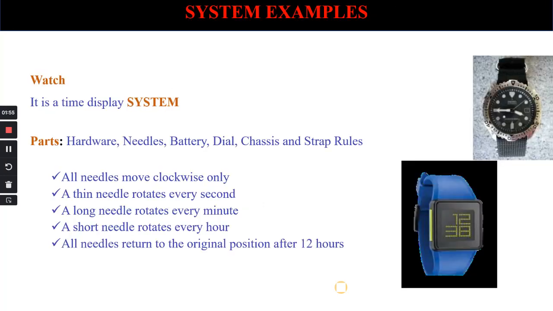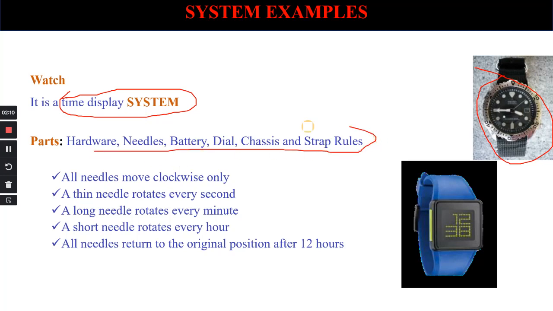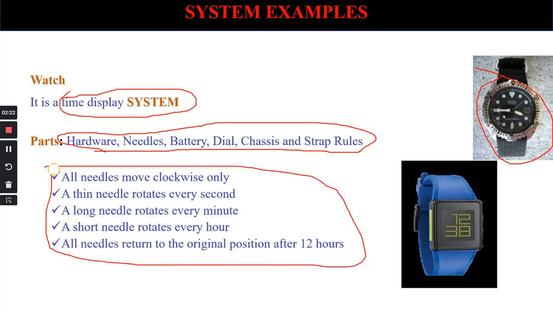What is an example of a system? An example of a system is a time display system. Everyone knows about a watch, right? It is like a system. It has many parts like needles, batteries, dials, chassis, and all these units assemble as a watch. It will follow rules: there will be three needles, and those needles will work based on some rules. For example, all needles must move clockwise only. They should not rotate anti-clockwise. They should follow rotating only clockwise.